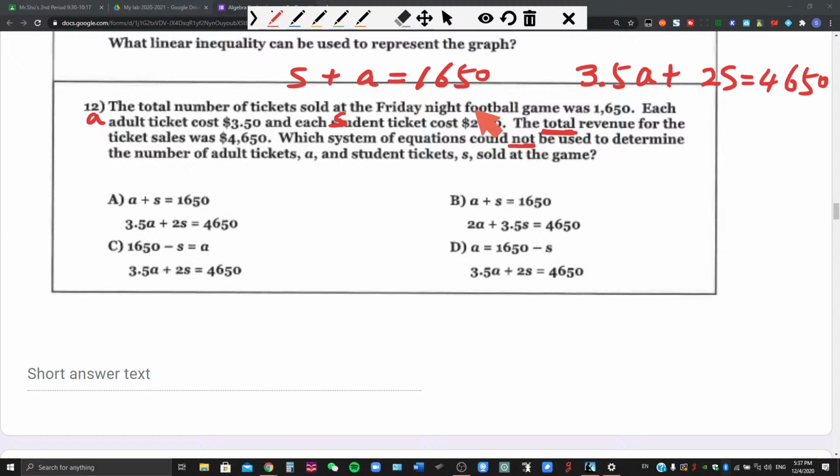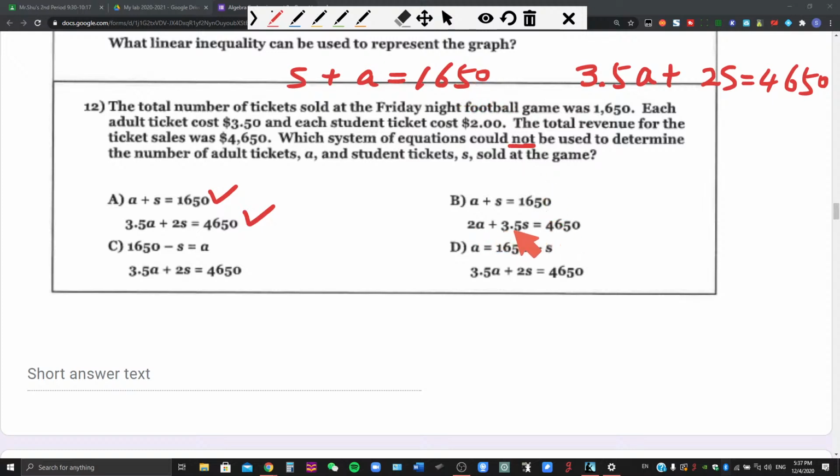But the question is asking for which option could not be used. So they are trying to make this a little harder. But let's check. First, A plus S, this is good. 3.5A plus 2S. So yes, A is okay. A plus S is 1650, right?